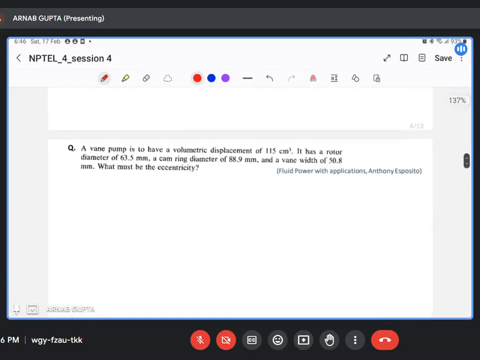Next, a vane pump is to have a volumetric displacement of 115 centimeter cube. It has a rotor diameter of 63.5 millimeter, cam-ring diameter of 88.9 millimeter, and vane width of 50.8 millimeter. What will be the eccentricity? So I hope this is just direct numerical.